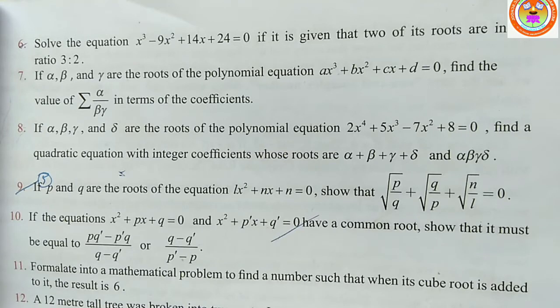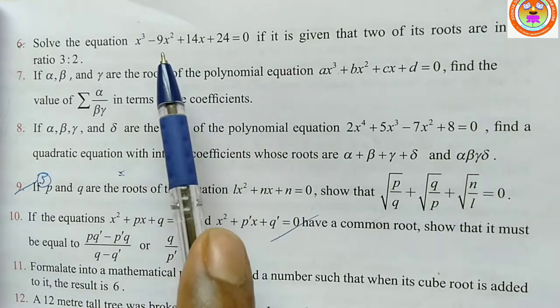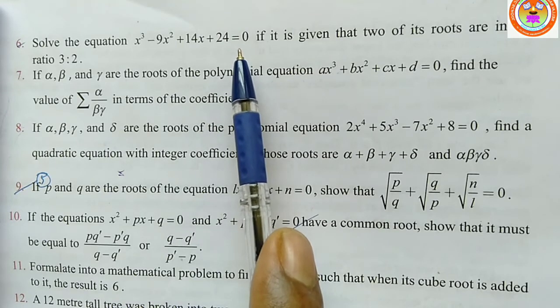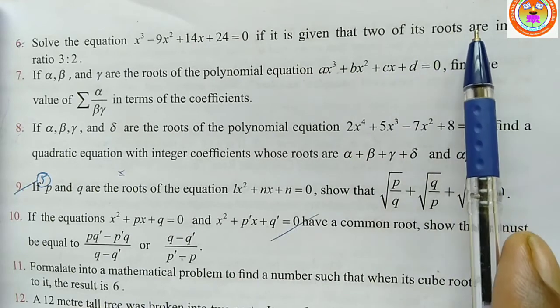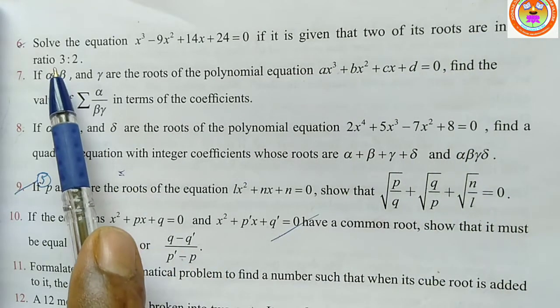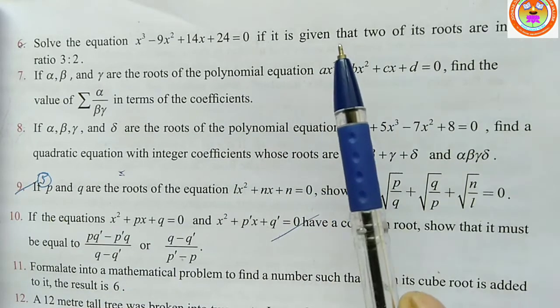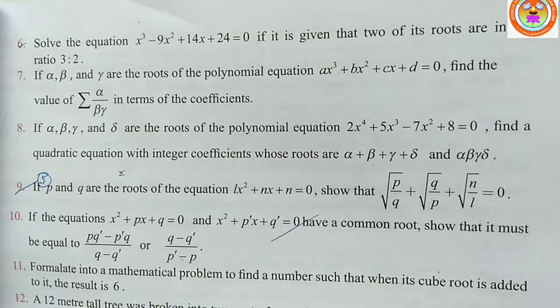Okay, students. Now let's move on to the next question. Question number 6. See the question. Solve the equation x cube minus 9x square plus 14x plus 24 equal to 0 if it is given that 2 of its roots are in the ratio 3:2. So, with the help of this condition, we can easily solve the equation.